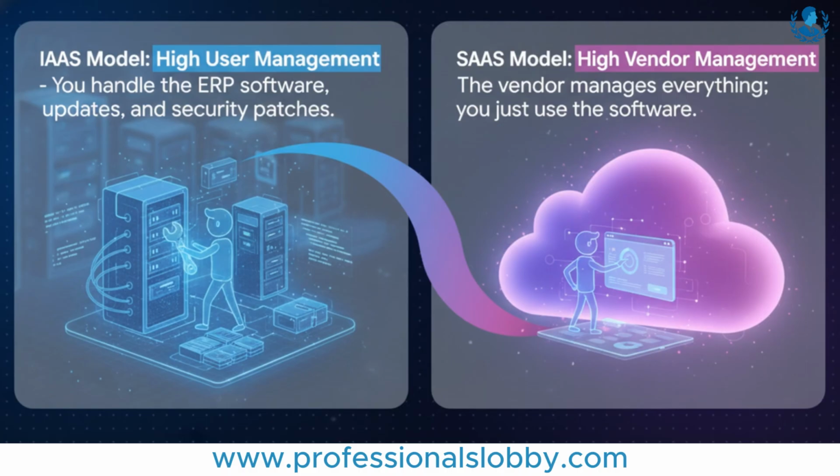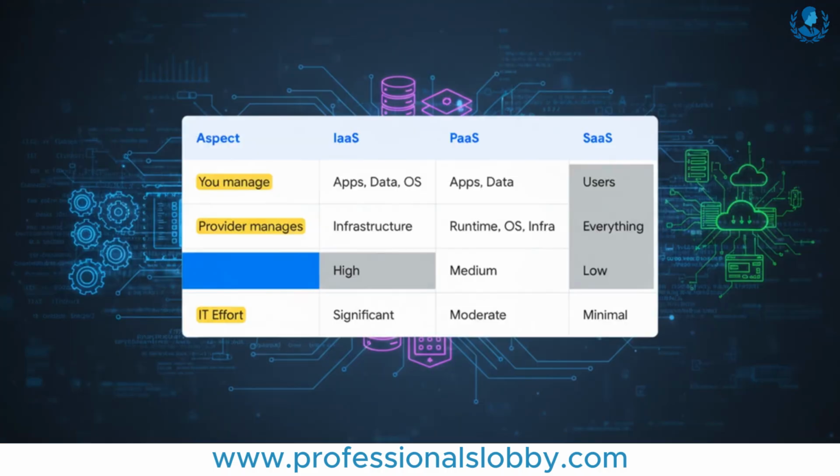On one side, you've got infrastructure as a service, or IaaS, where you have a ton of control, but also a ton of responsibility. On the complete other side, you have software as a service, or SaaS, where you basically just log in and use it, because the vendor handles everything else. It's a huge strategic choice between control and convenience. This table from ERPEDIA breaks it down perfectly.